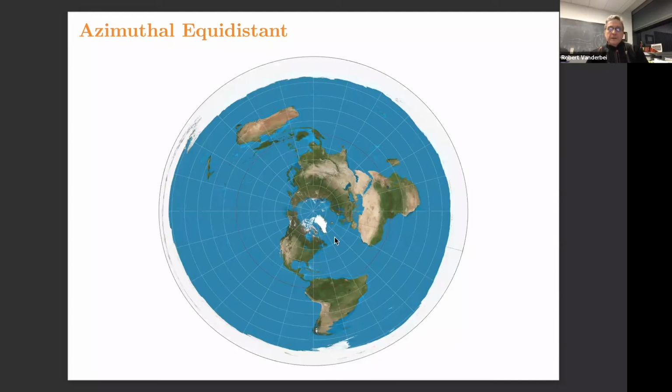And this is both good and terrible, because Antarctica is terrible. It's huge. And as we go out further, Australia looks way too big as well. Look at Australia, it looks much bigger than North America.